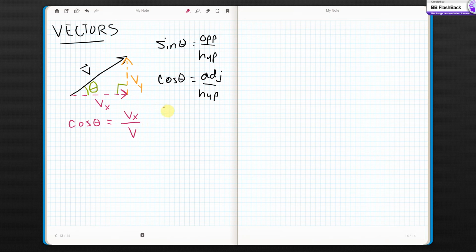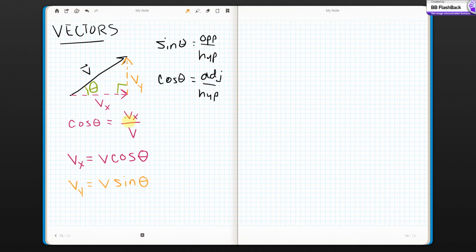Notice that I'm now leaving the vector signs off. That is because these are magnitudes only right now. Now if I solve this for the x component, so multiply both sides by v, what I get is that the x component of a vector is equal to the magnitude of the vector times the cosine of the angle that the vector makes with the x-axis. And if I do that for sine and solve for the y component, I would get the y component of a vector is equal to the vector magnitude times the sine of the angle theta. Now this is very, very important.